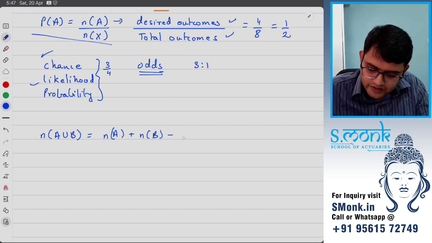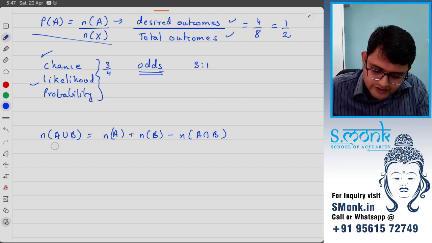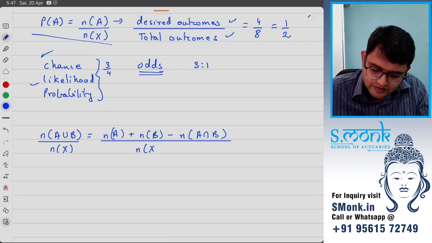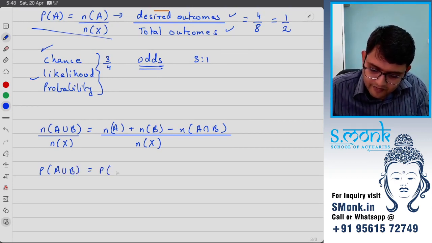So this is our formula. We can directly convert this into probability. I can divide both sides by n(X). If I divide both sides by n(X), what would happen is I'll get the probability of A union B, equals the probability of A plus the probability of B minus the probability of A intersection B.